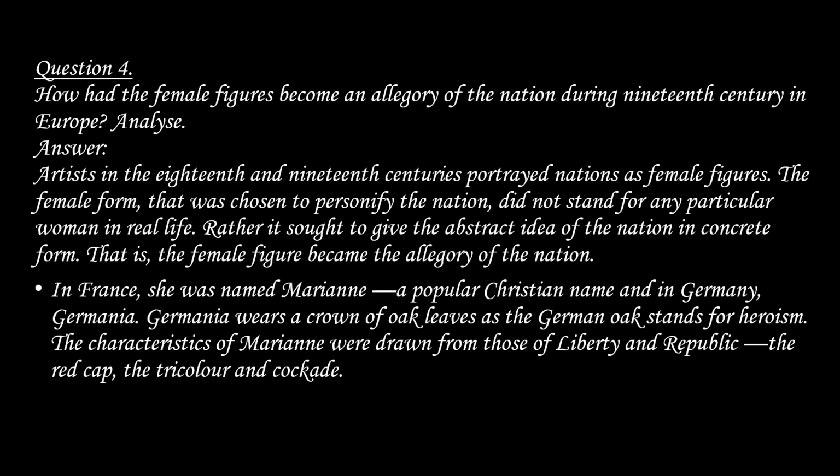Next question is, how had the female figures become an allegory of the nation during the 19th century in Europe? Answer is, artists in the 18th and 19th centuries portrayed nations as female figures. The female form that was chosen to personify the nation did not stand for any particular woman in real life. Rather, it sought to give the abstract idea of the nation a concrete form. That is, the female figure became the allegory of the nation.